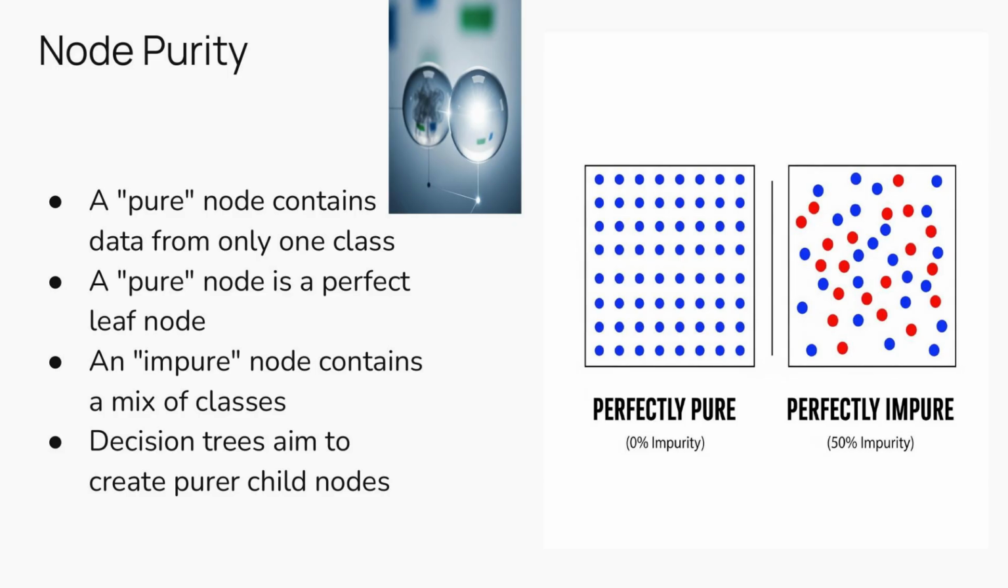What is purity? It's simple. A node is perfectly pure if all the data inside it belongs to a single class. Imagine a box with 50 Class A points and 0 Class B points. It's 100% pure. We can stop. That's a leaf node. Now, imagine a node that's perfectly impure. This would be a 50-50 split, 25 Class A and 25 Class B. This node is useless. It's a coin flip. The entire goal of the algorithm is to find splits that take impure nodes and turn them into purer child nodes.